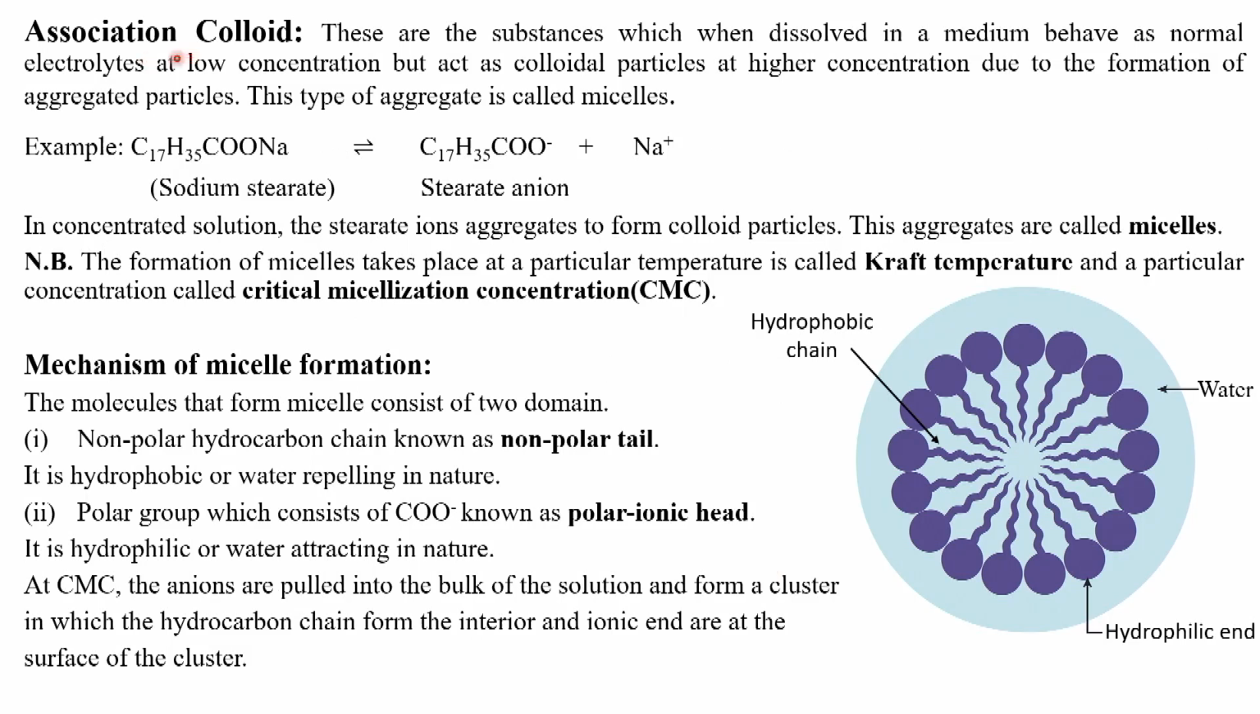So next we discuss association colloid. These are substances which, when dissolved in a medium, behave as normal electrolytes at low concentration but act as colloidal particles at higher concentration due to the formation of aggregated particles. This type of aggregate is called micelles. For example, we can take sodium stearate. The sodium stearate decomposes as stearate anion plus sodium Na plus ion.